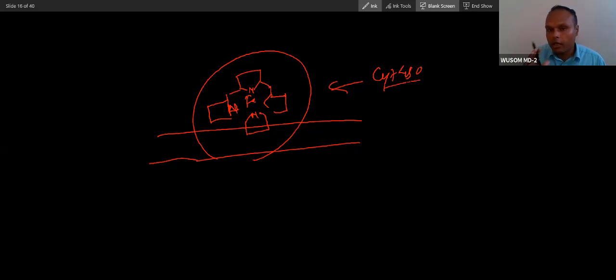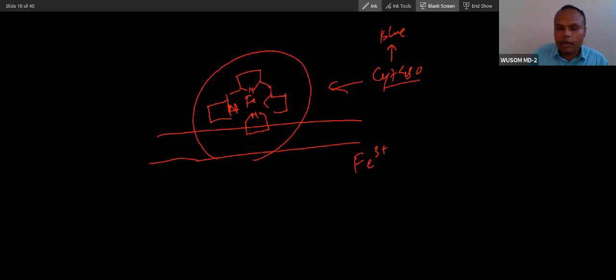450 means the wavelength of light. It matches the wavelength. It absorbs blue light; 450 is blue light. So that is why this is called cytochrome 450. And heme is the one that will absorb blue light. Heme with ferric ion generally absorbs blue light.